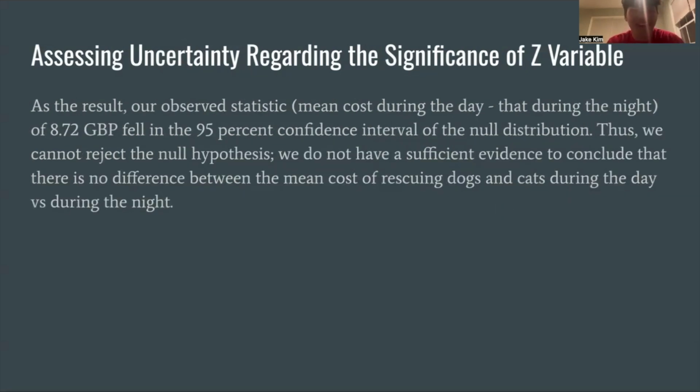We achieved that observed statistic by subtracting the mean cost during the night from the mean cost during the day, which came out to be positive 8.72 pounds, which means the mean cost during the day was higher than the mean cost during the night. And that statistic fell within the 95% confidence interval. And we cannot reject the null hypothesis. And this means we do not have sufficient evidence to conclude that there is a difference between the mean cost of rescuing dogs and cats during the day versus during the night.